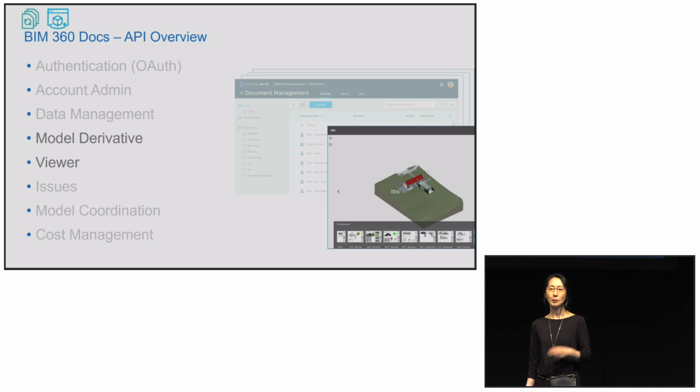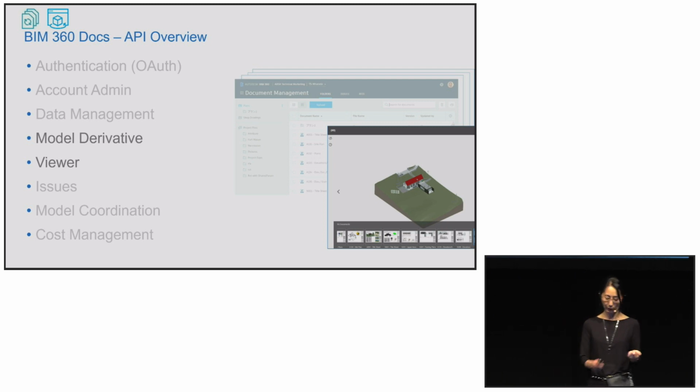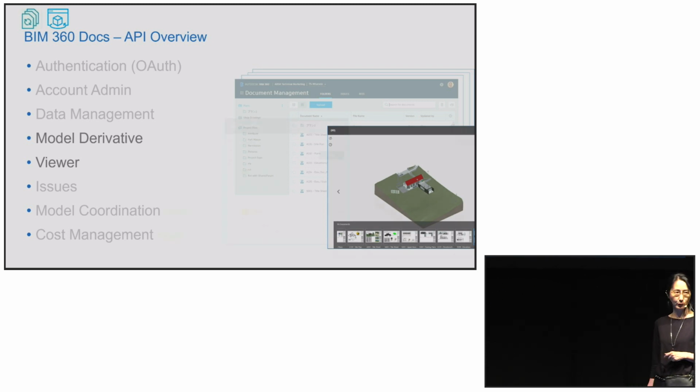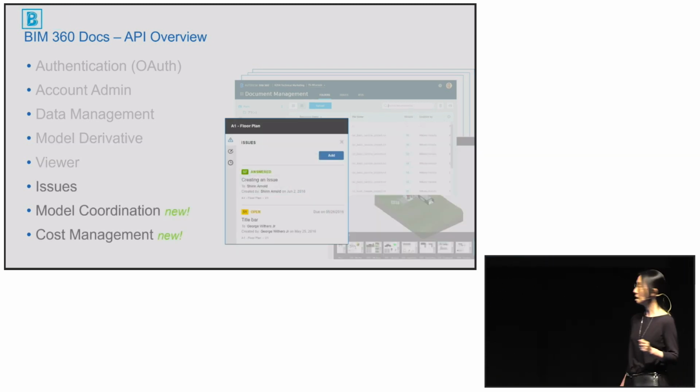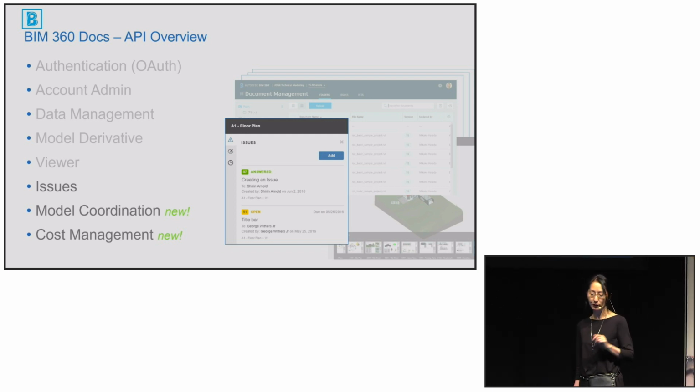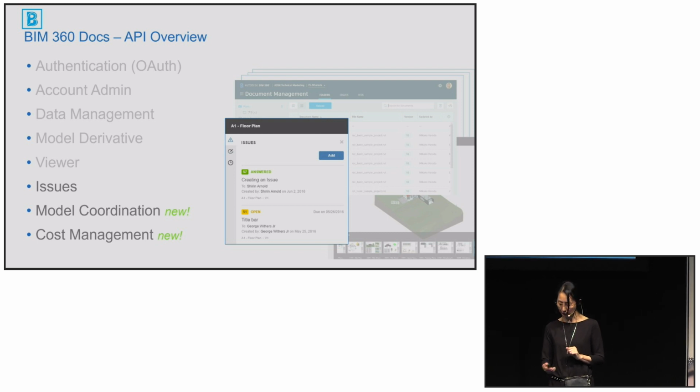You can also get the metadata out of the models. For instance, you see all the property data in the viewer. As long as you can access that in the viewer, you can do the same thing through the API using the model derivative APIs. And then there are a couple of BIM 360 specific APIs as well. Issues, which we released last year, and this year soon we are going to have model coordination and cost management APIs. These are specific to BIM 360, so they fall under the BIM 360 API category.